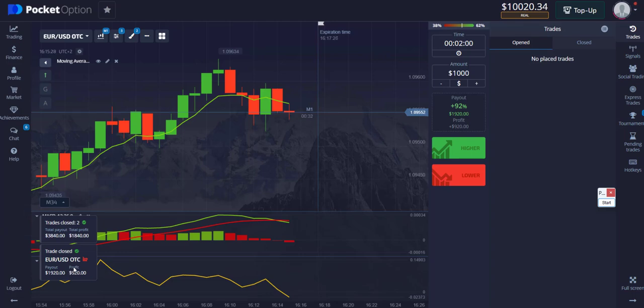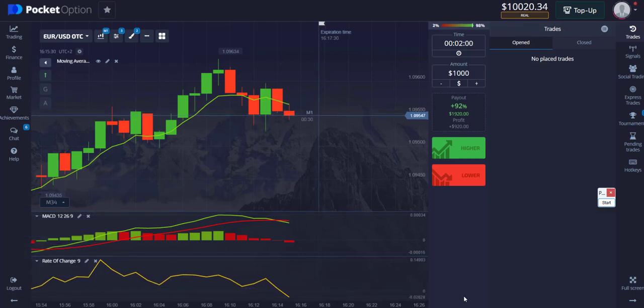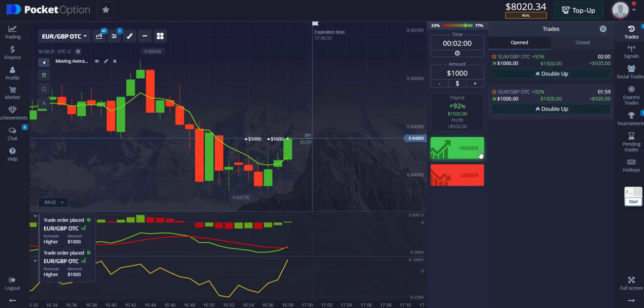All trades have been closed successfully. This is my first trade today. This market is good for getting trades.